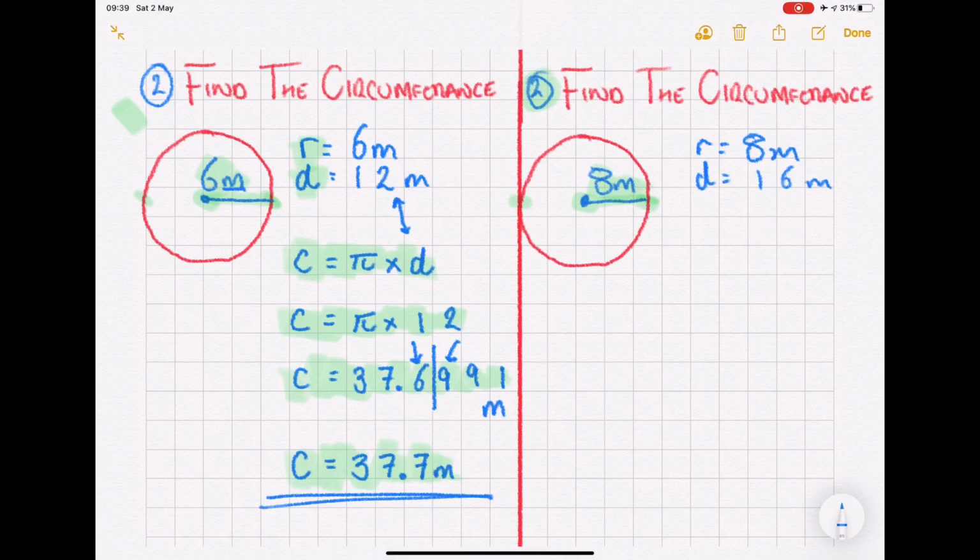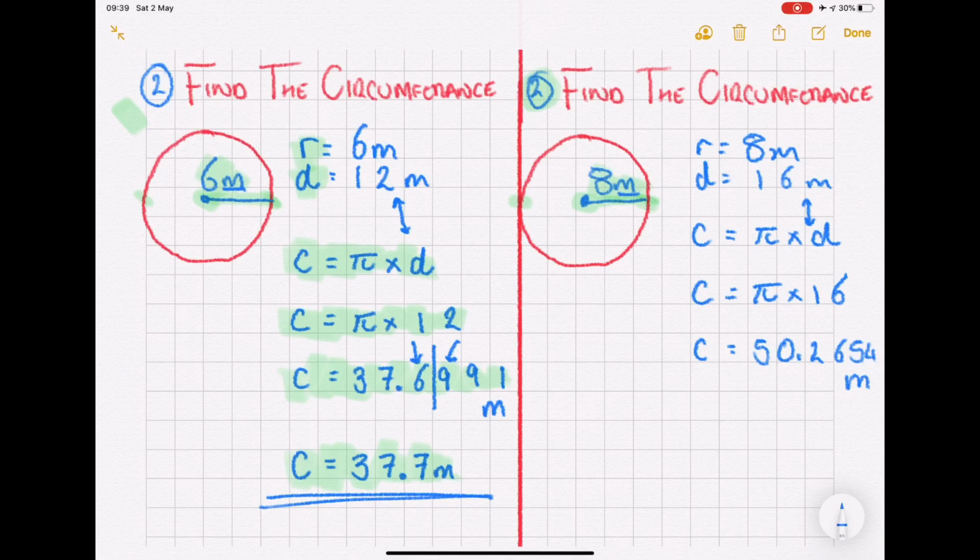Now we write our equation for finding out the circumference. The circumference equals pi times by the diameter. And then we substitute in a number for the diameter, so 16 in this case. So circumference equals pi times by 16. And now we type it into our calculator. So pi times by 16 gives us 50.2654, and it's in meters because our radius is in meters.